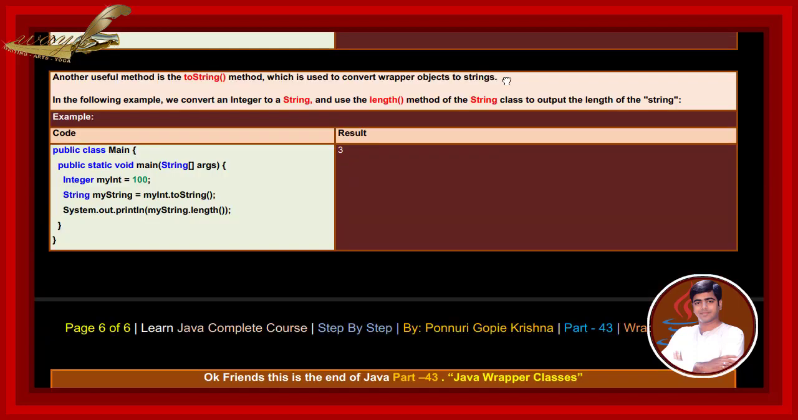Another useful method is the toString method, which is used to convert wrapper objects to strings. In the following example, we convert an integer to a string and use the length method of the String class to output the length of the string. See, if we write and execute this code, the result returned is 3.